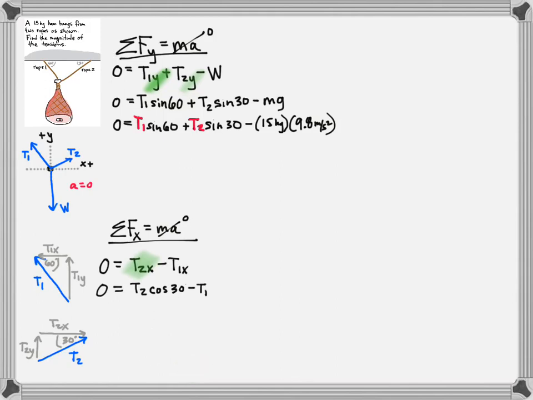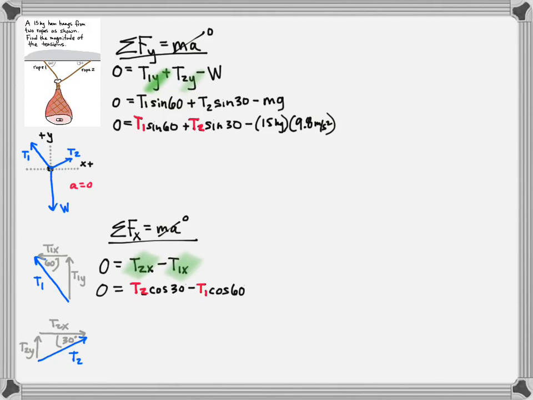Next, we'll put in the details for T1x. And I'm going to have to do a little bit of trig here also. So T1x is adjacent to the 60-degree angle, so we can use cosine for this. Cosine is adjacent over hypotenuse. I can solve for T1x, so wherever we see T1x, I could write T1 cosine 60 instead. So I'm going to do that right there.